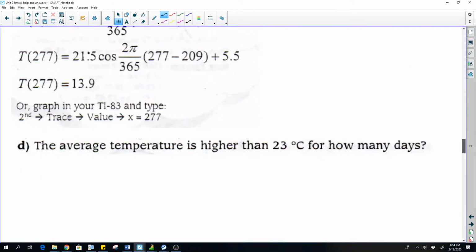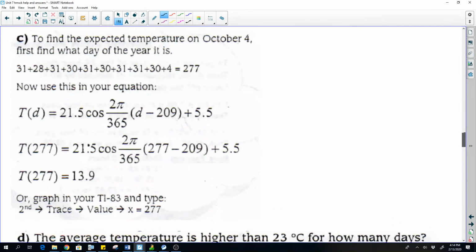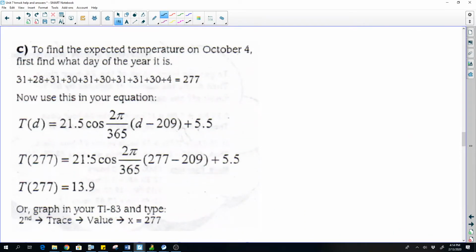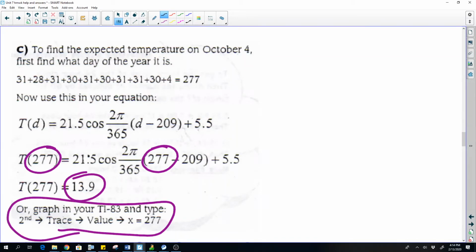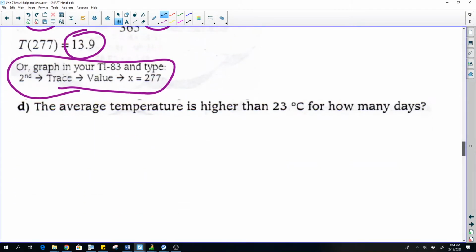Did we get it? Oh, wait, I think we did. 13.88, which they rounded up to 13.9. Sick. So you just plug 277 into the equation, which is what we just did by using the graph. You could also plug it in like that or use the graph and trace value. That's what I just taught you. 277 gives us 13.88. Cool.